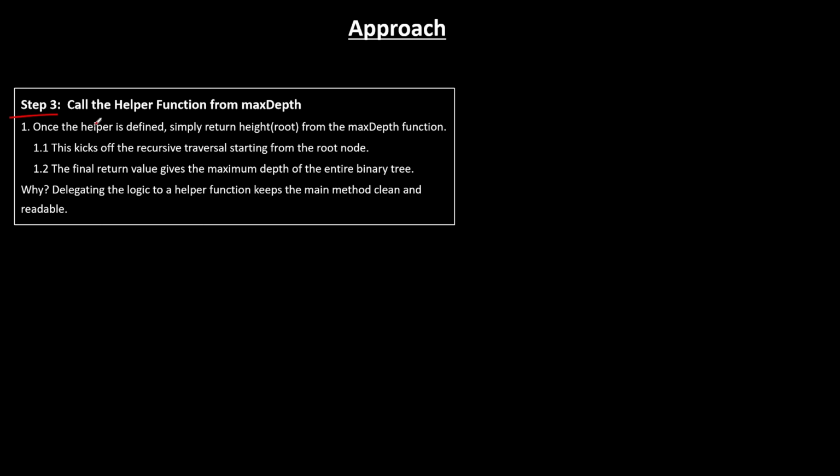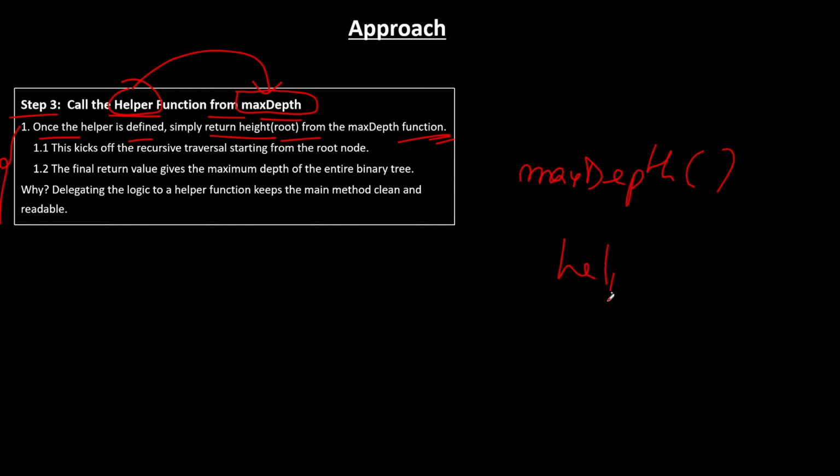Now in step 3, we call the helper function from the next step. So this is the function which will calculate the height, and this function will be called in the given function in our problem. Fine. So that's nothing to worry about. Once the helper is defined, simply we return the result from the maximum depth function. So basically, max depth is a function given to us in the problem. Fine. We make a helper function within it, right? We code it out and we call it within this function itself, right? This kicks off the recursive traversal starting from the root node. The final return value gives the maximum depth of our entire binary tree.